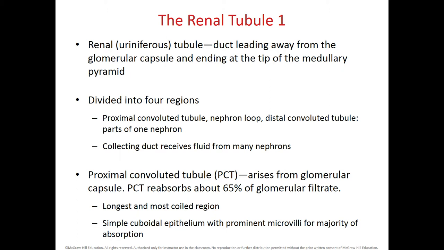Now for the PCT. This PCT arises from the glomerular capsule, so it's a continuation of the glomerular capsule, and its function is to reabsorb. 65% of the fluid that comes from the renal corpuscle will be reabsorbed by the PCT. The PCT is the longest and most coiled region of the tubules of the nephron, and it has an epithelium that is important for reabsorption. So we have simple cuboidal epithelium with a lot of microvilli.